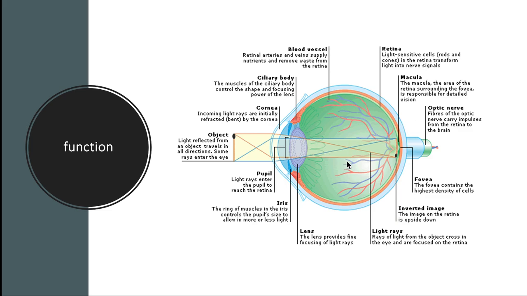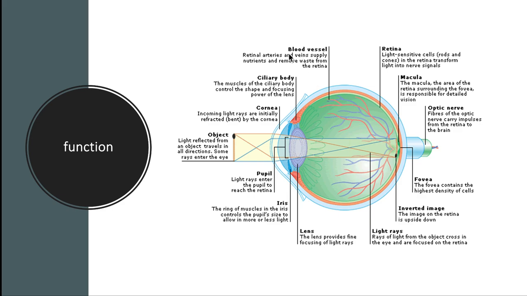The vitreous humor is a jelly-like substance that fills the inner cavity of the eye. It's not very soft, not very liquid, but at the same time not solid. It is transparent and it maintains the shape of the eye.